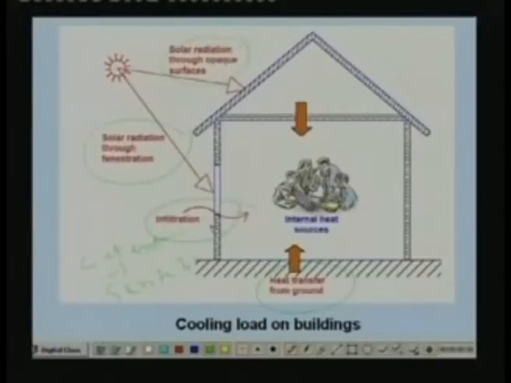In addition to this, we also have internal heat sources. For example, the people inside the conditioned space, they add load to the building. So, these are what is known as internal heat sources. In addition to people, we may also have several appliances, equipment, etc. So, all these constitute internal heat sources. So you can see that a building is subjected to external loads as well as internal loads.